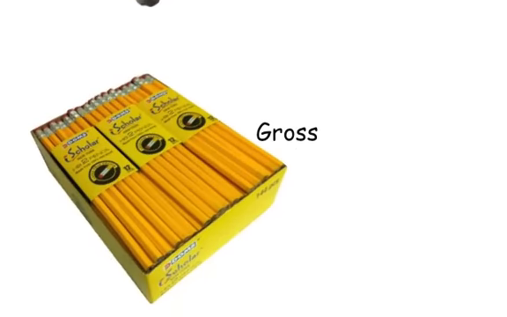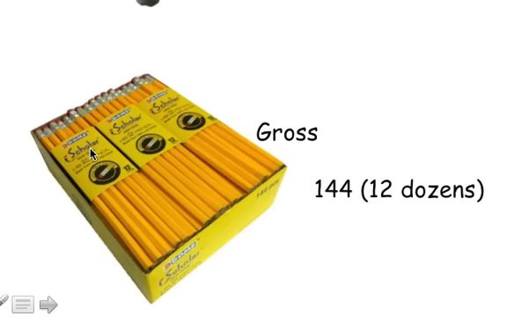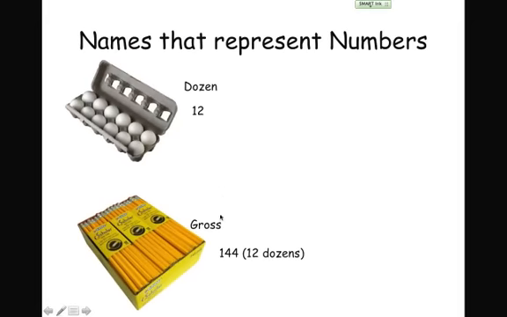Another example is a gross. If you look here, we have some pencils, and these are actually packages of pencils. So here's a package of pencils right here, and then another package of pencils here, another package here, and you can actually see right here on the package there's 12. There are 12 pencils in this package. And there are 12 dozens of these packages. There are 12 dozens, which is 144. That's what a gross is.